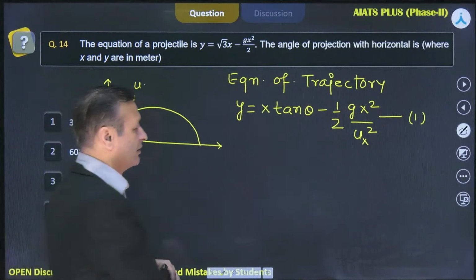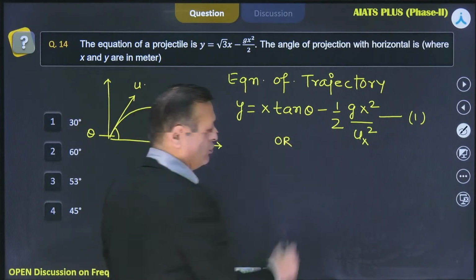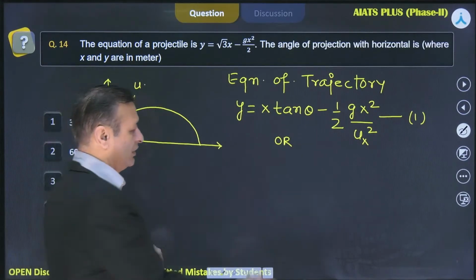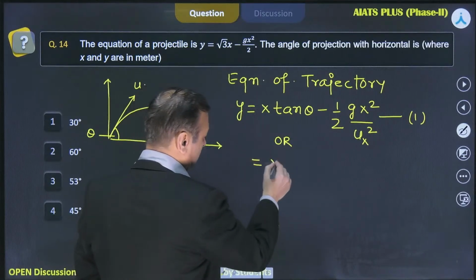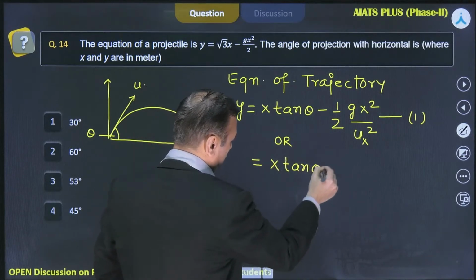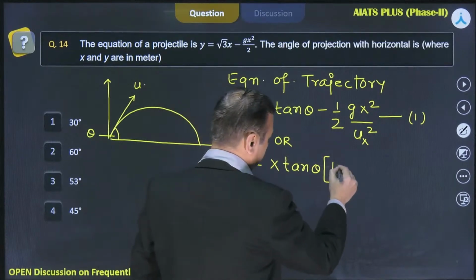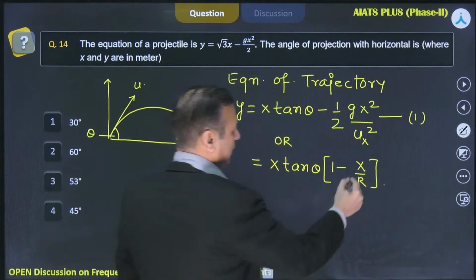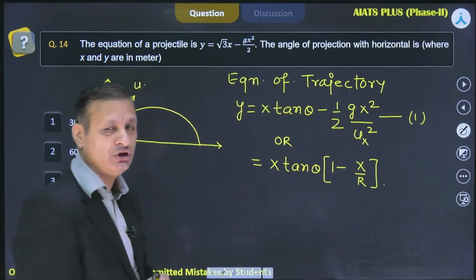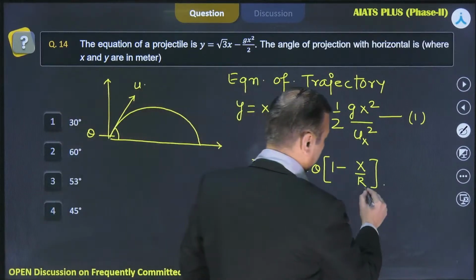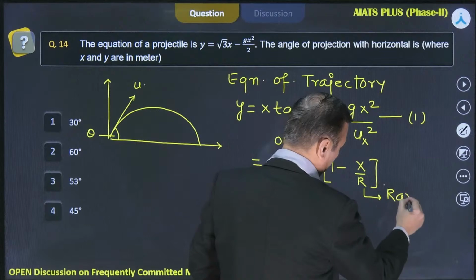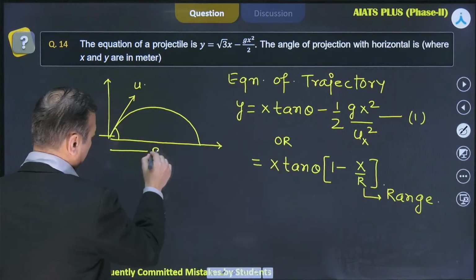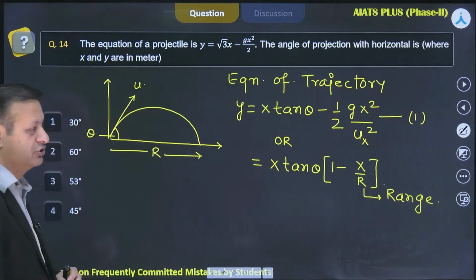So this is one. If you allow me, I can give you one more standardized equation of this, the very same. We can adjust it, we can solve it. So this is x tan theta minus x by r, where if ux is your initial horizontal component, r here refers to the range of your projectile. So everyone understands this is your range.